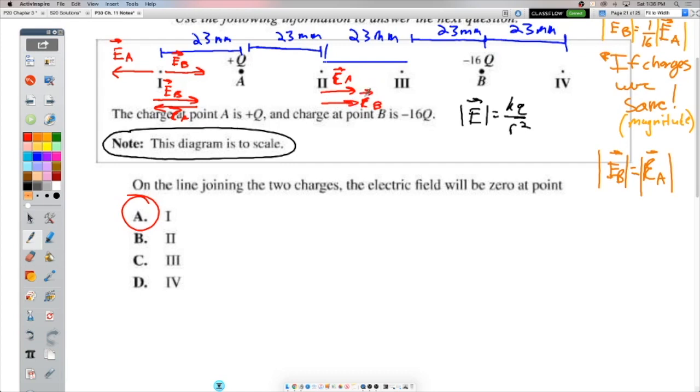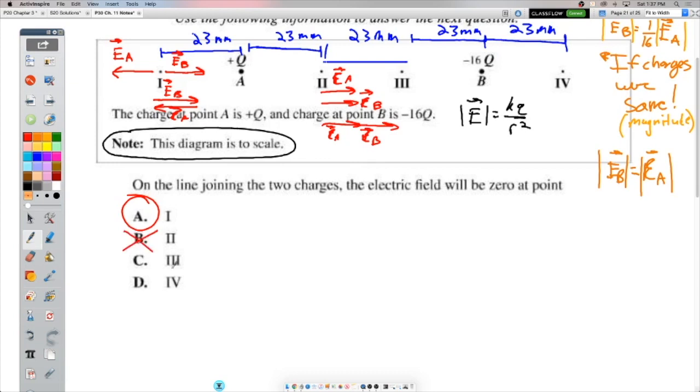Now, I'm really not paying attention to magnitudes here. We're just focusing on directions. So, if the electric field caused by A and the electric field caused by B are in the same direction at point 2, how could they ever add vectorially to give us 0? They're in the same direction. They're helping each other, right? So 2 right away, when I'm looking at this as a student, no way. How could 2 ever be the answer?